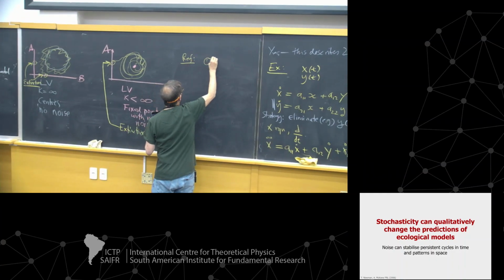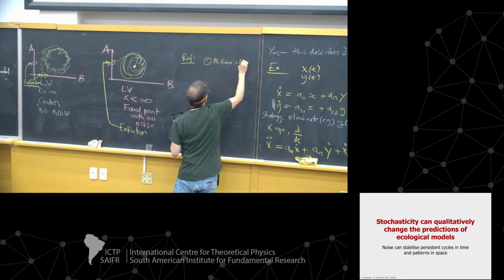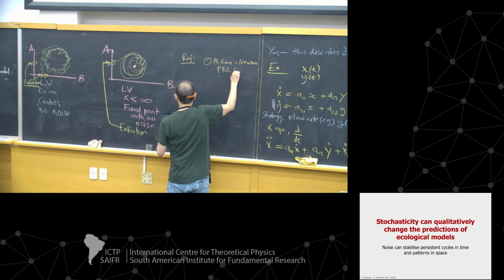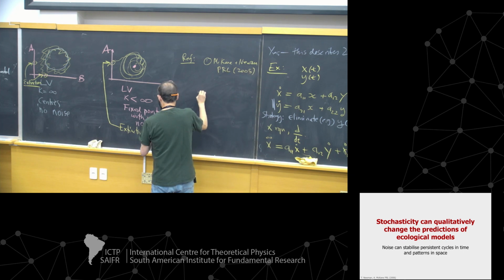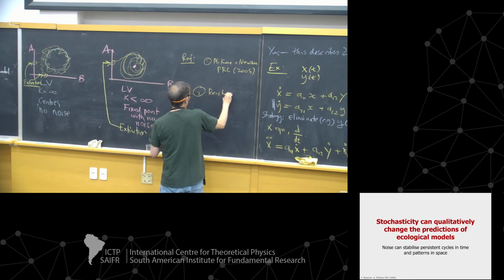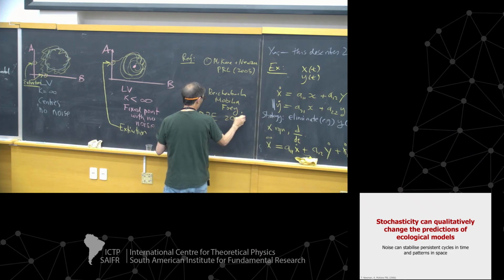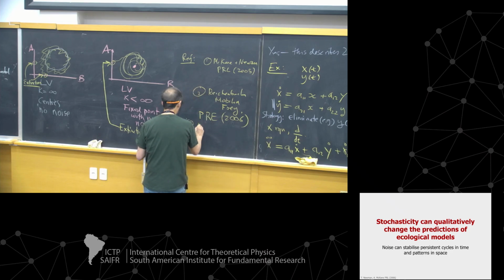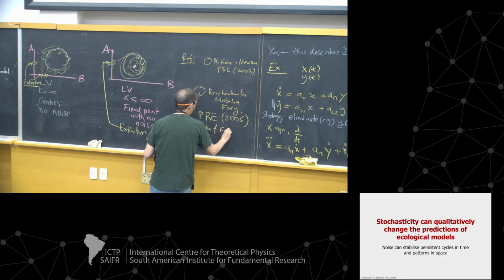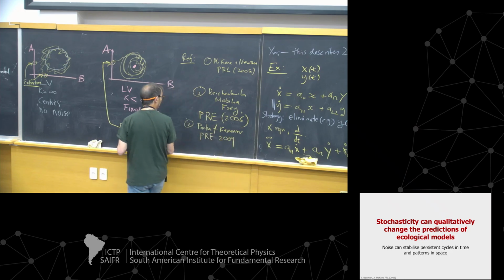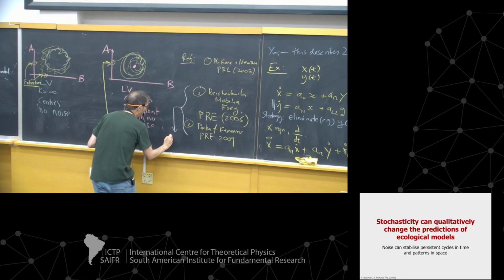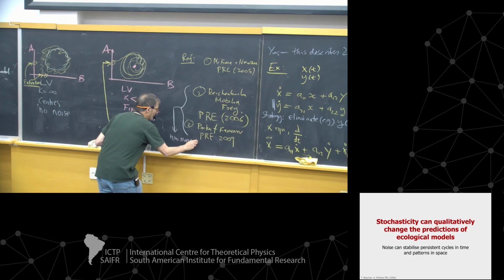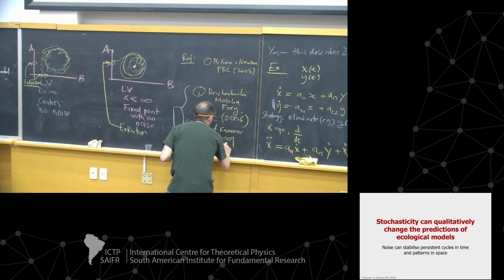Reference 1 is a beautiful paper by Alan McKane and Tim Newman in PhysRev Letters, 2005, I think. And then paper 2 is a paper by Reichenbach, Mobilia, and Erwin Frey, in PhysRev E 2006. And then there's another paper by Parker and Kamenev in PhysRev E 2009. What these papers do is estimate how many cycles you get before you go to extinction.